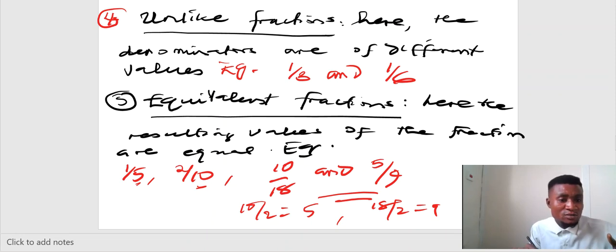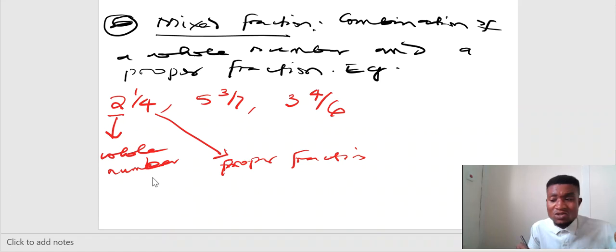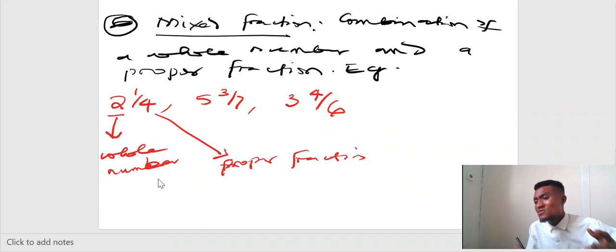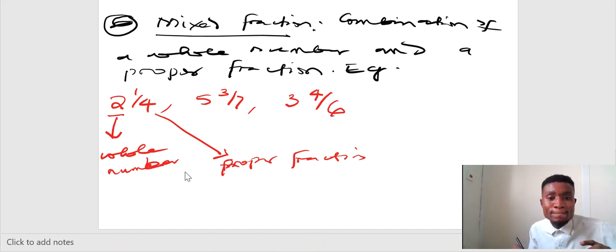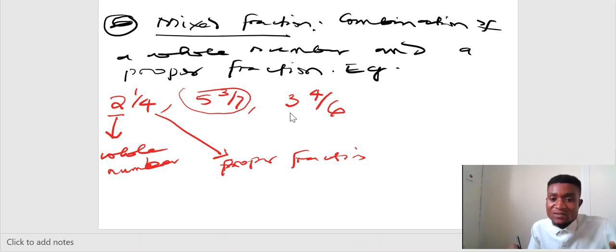So we also talked about a mixed fraction, a system of fraction in which a whole number is combined with a proper fraction, right? In another way, we can say it's a combination of a whole number value and what? A proper fraction. So we have 2 and 1 over 4, 5 and 3 over 7 as discussed earlier, and then we have 3 and 4 over 6 as the case may be.